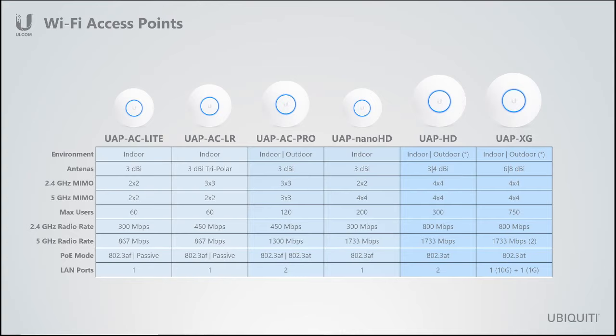So we have the UniFi UAP AC Lite, which is the smallest access point. It's a 2x2 MIMO, dual 2.4 as well as 5 gigahertz. You should know that all our access points are dual band, 2.4 and 5 gigahertz. Most of the information here is what you can read, but we go from the UAP AC Lite to the UAP AC LR. Then we go on to the UAP AC Pro, Nano HD, and XG, which is one of our highest performing access points, with max users of 750 users per access point, and a 5 gigahertz radio rate of 1733 Mbps.